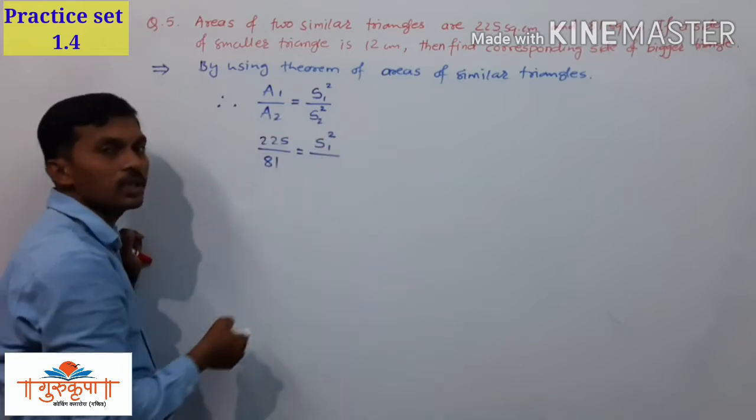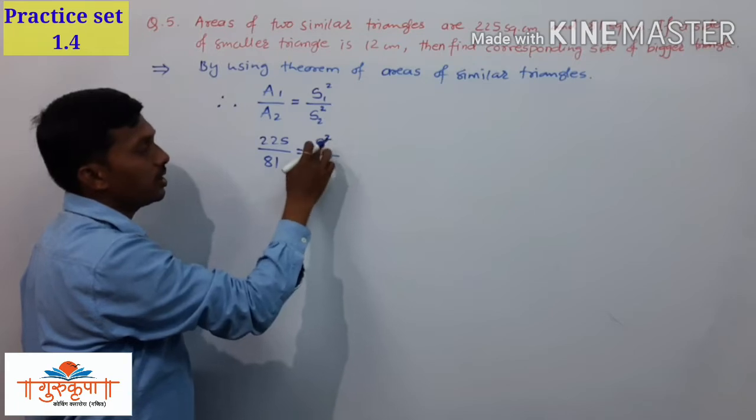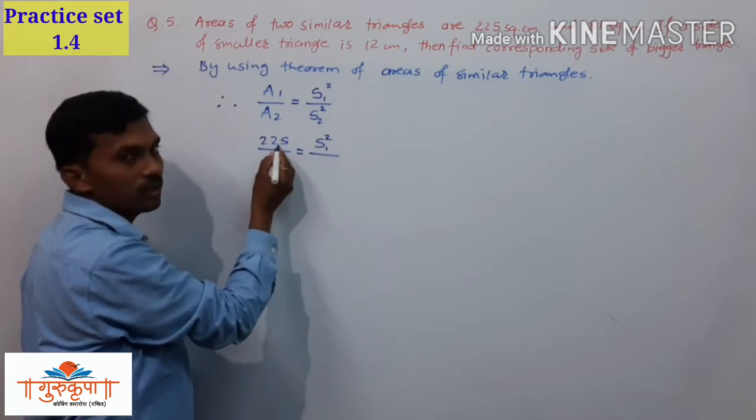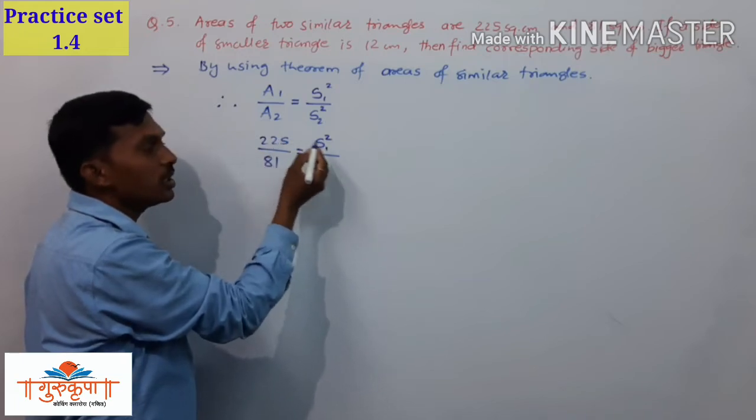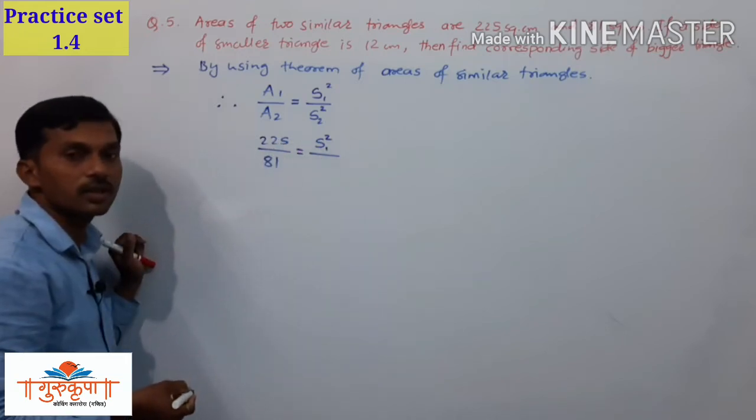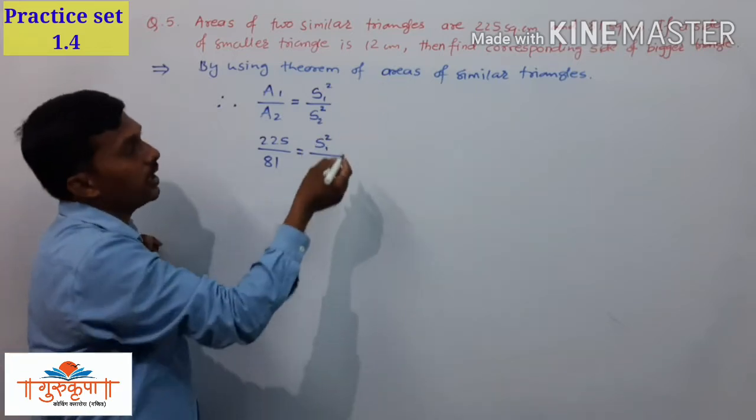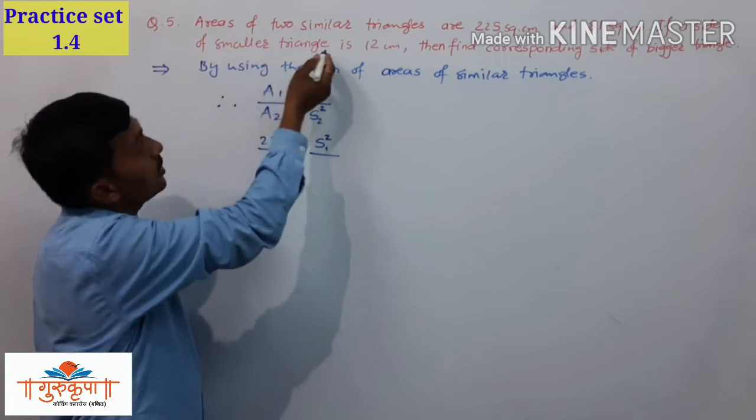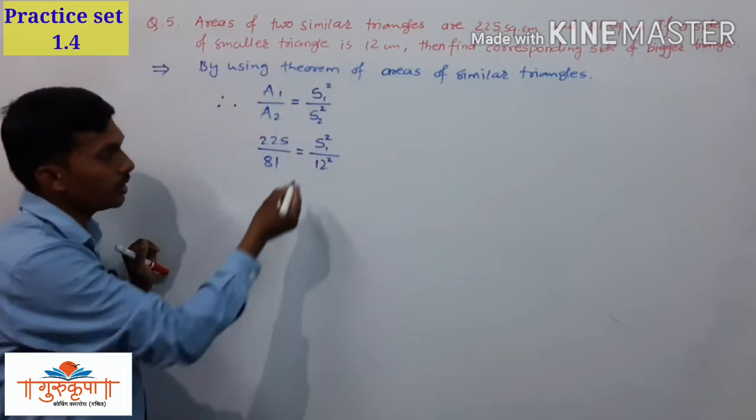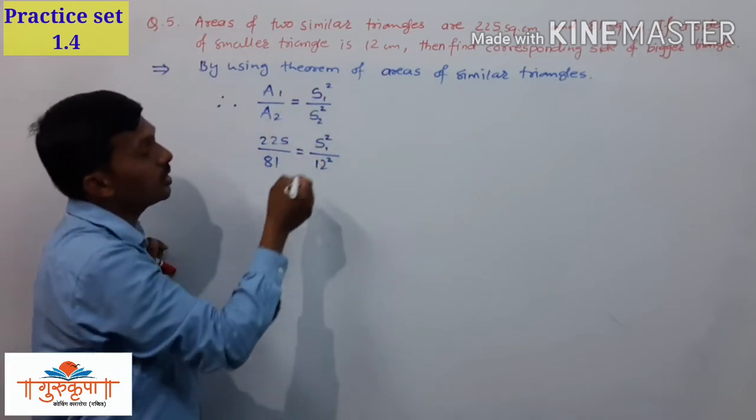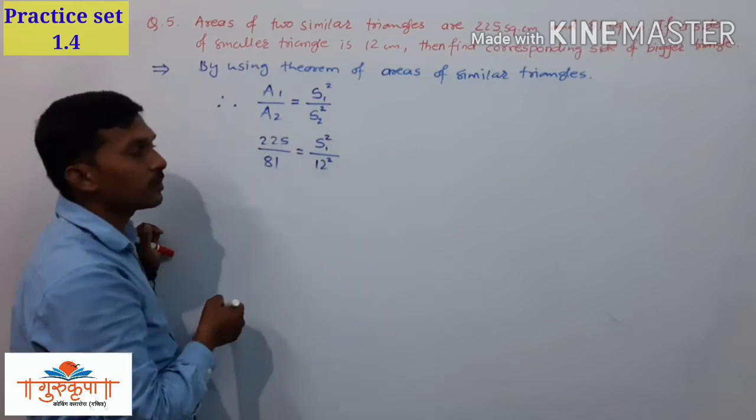So S1 square remains as it is, since we have to find it. This is the bigger triangle. Area is bigger means the corresponding side of the bigger triangle goes into the numerator, that is S1 is the corresponding side of the bigger triangle which we have to find, and the smaller triangle's side is given as 12. So here we write 12 square, since S2 is 12. Now we have to calculate and find S1.